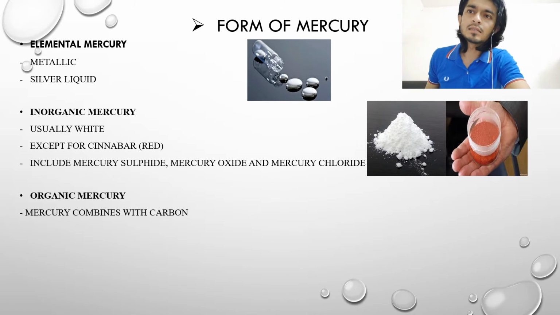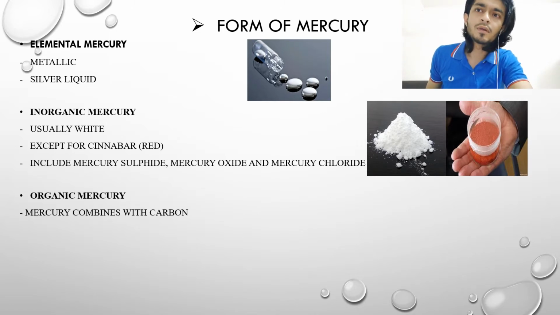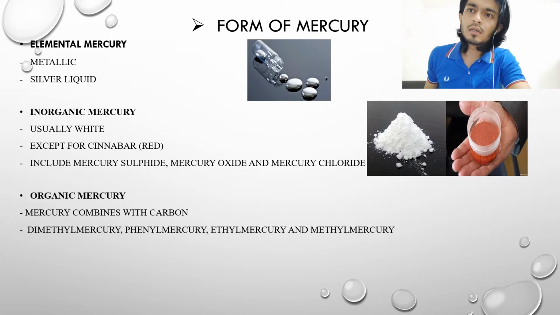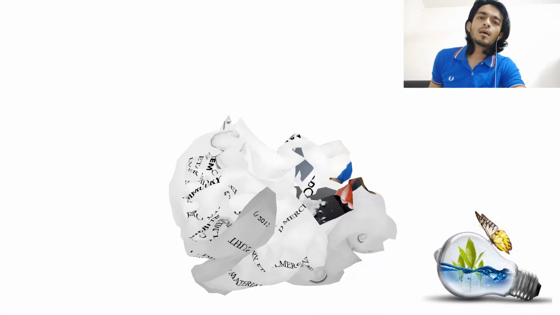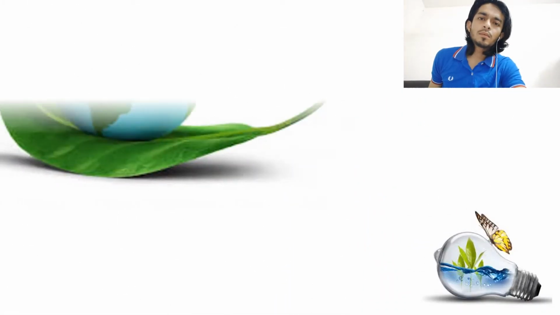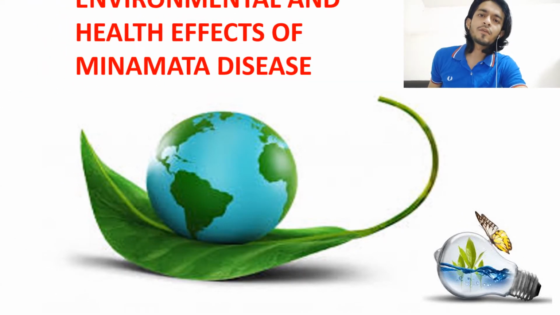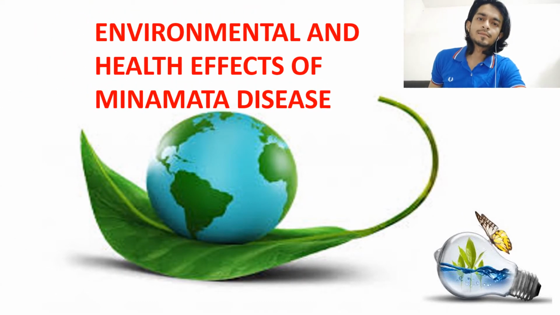Okay, the last is organic mercury. Organic mercury is combined with carbon. It includes methyl mercury and ethyl mercury. Thus, high exposure to these materials can cause mercury poisoning. Now we go deep into the environmental and health effects of Minamata disease.